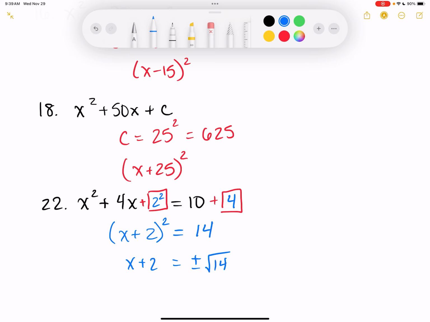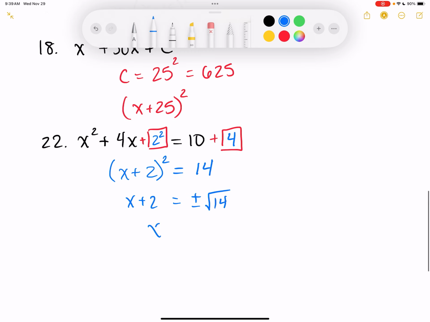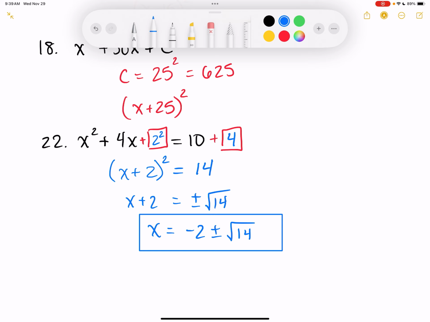If there's something you can take out of the square root, you should do that. But factors of 14 are only 2 and 7, so obviously we can't take anything out. And then subtract this 2. So x equals negative 2 plus or minus the square root of 14. And you've successfully completed the square.